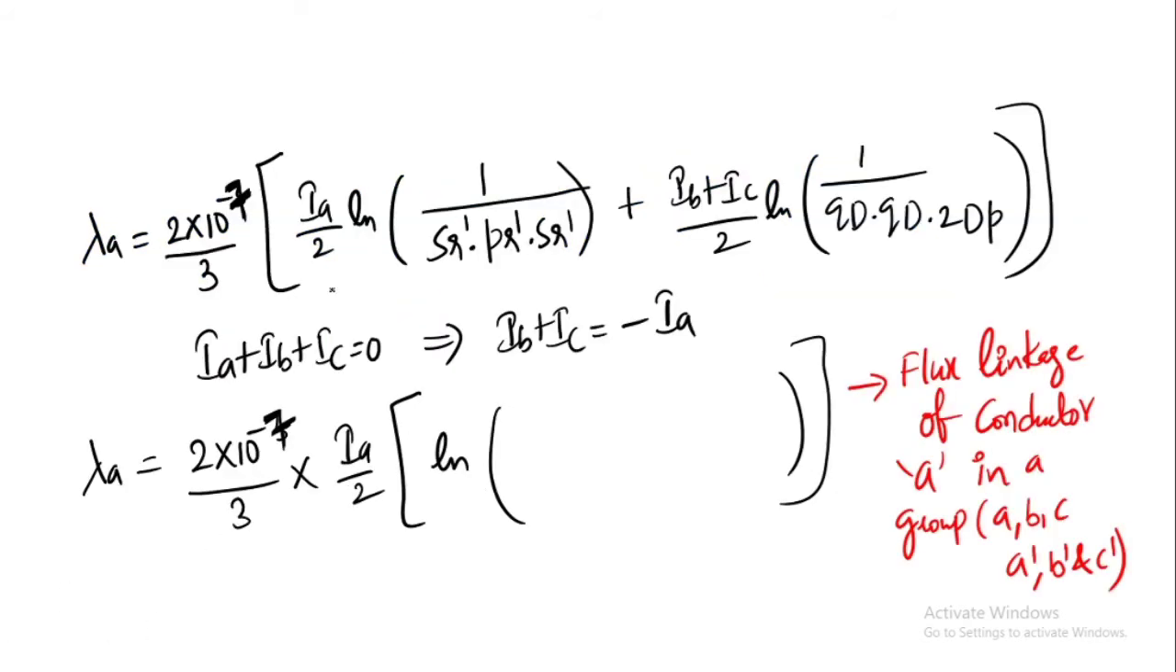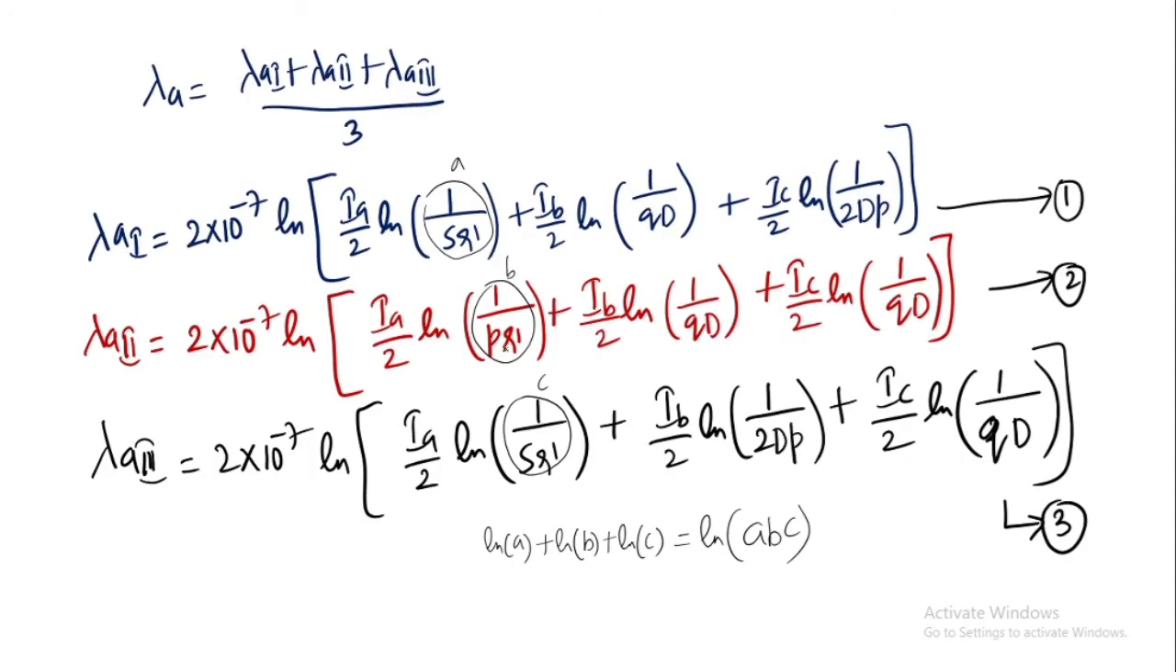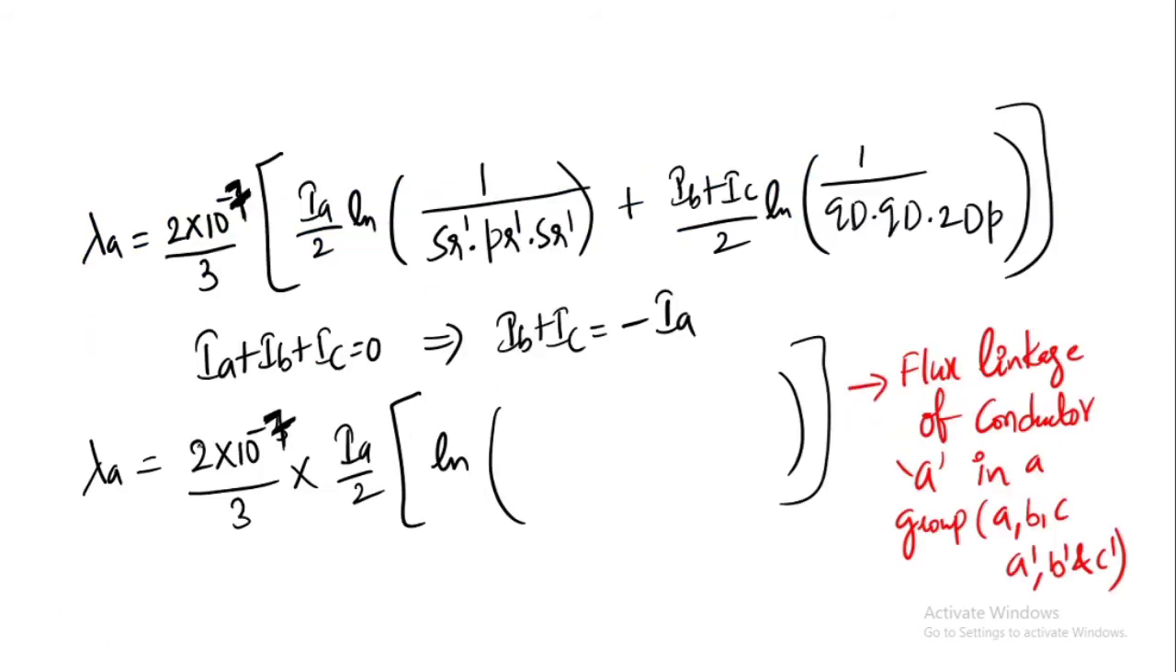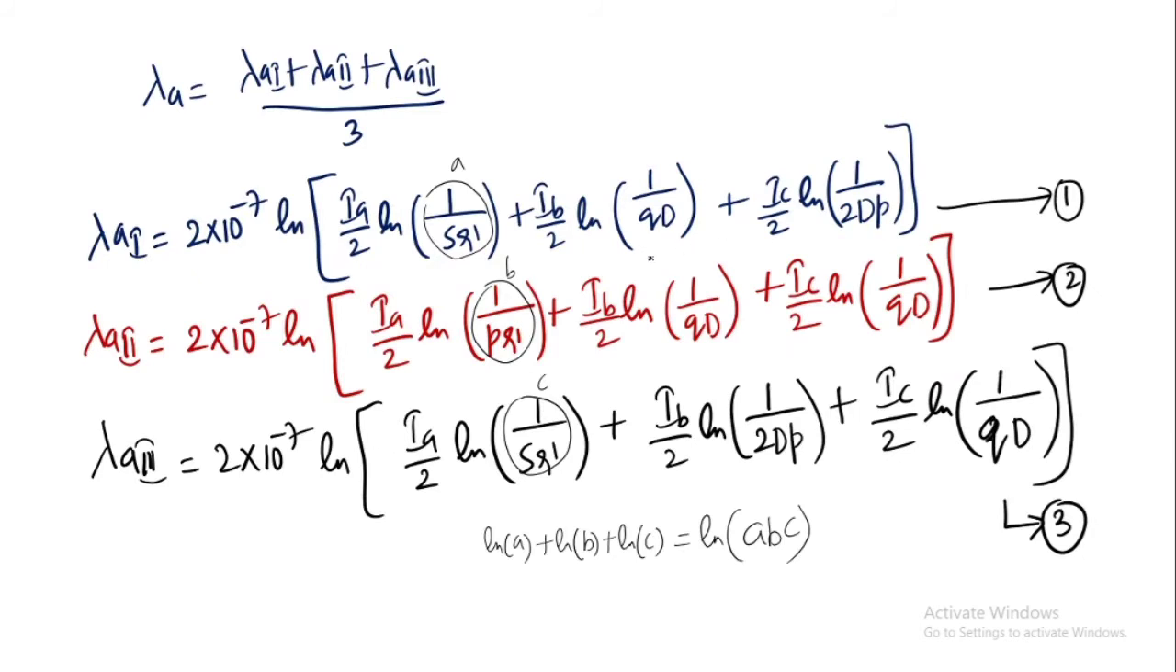Now I have written directly IA by 2 as common, ln of, what is A? 1 by SR dash. What is B? 1 by PR dash. What is C? 1 by SR dash again. So 1 by SR dash, PR dash, SR dash, plus, next, now consider here, similarly, you can apply the same formula here also. Now it will become A and it will become B, and you can consider this as C, ABC.